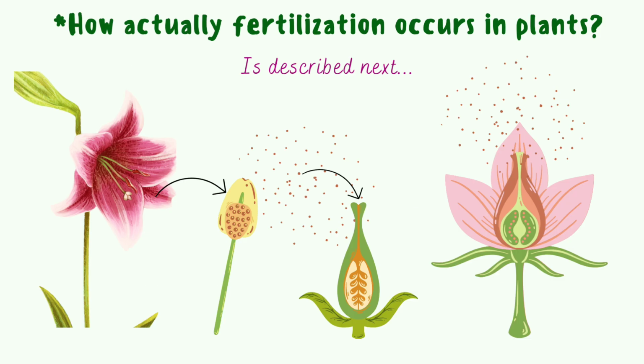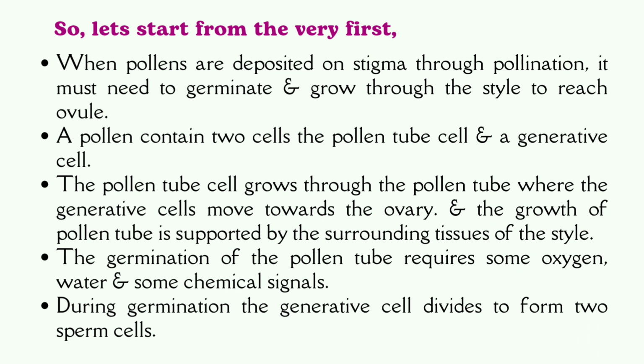Now we are going to discuss how actually the fertilization occurs in plants. So let's start from the very first. When pollens are deposited on the stigma through pollination, they must germinate and grow through the style to reach the ovule. A pollen contains two cells, the pollen tube cell and the generative cell. The pollen tube cell grows through the pollen tube while the generative cell moves towards the ovary, and the growth of the pollen tube is supported by the surrounding tissues of the style.